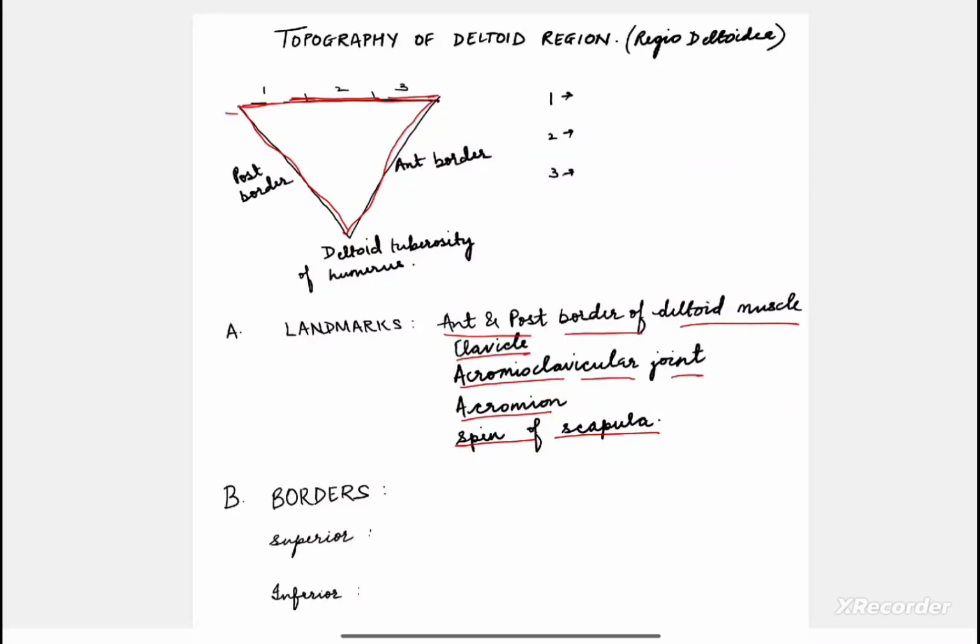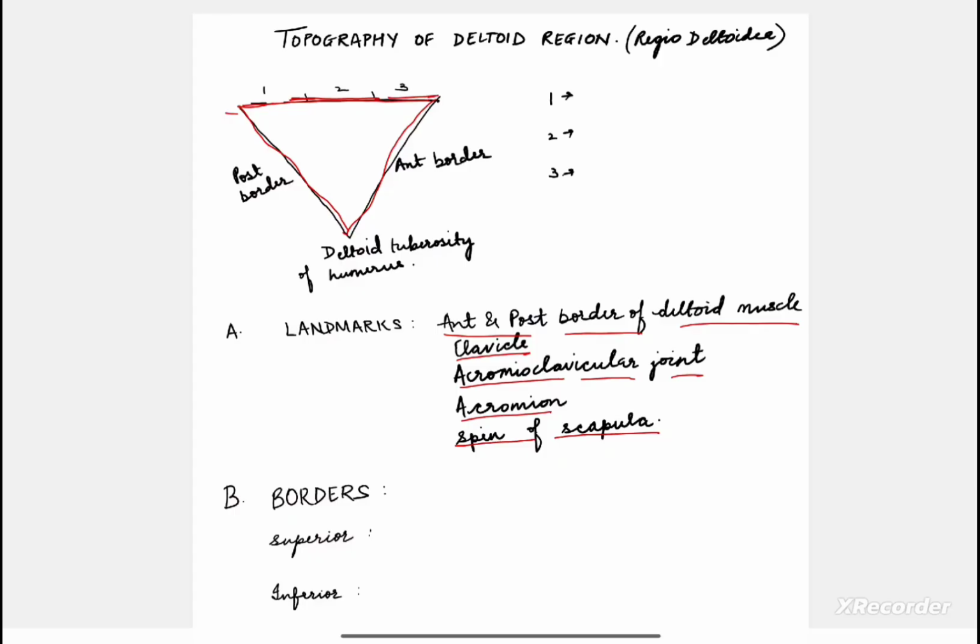Today I will start the topic of the deltoid region and inferior clavicular region. Now we move on to the topography of the deltoid region. In this topic, first we will see what the landmarks are and what the locations near this deltoid region are.